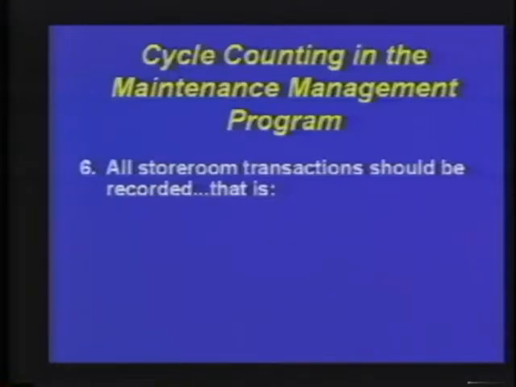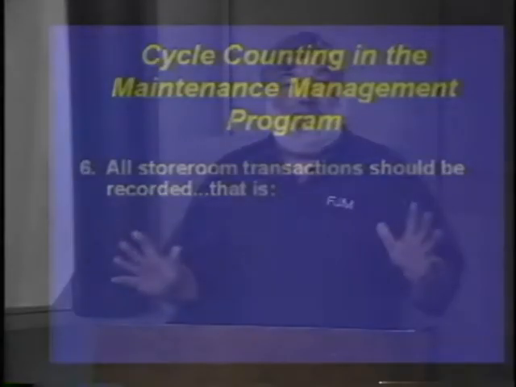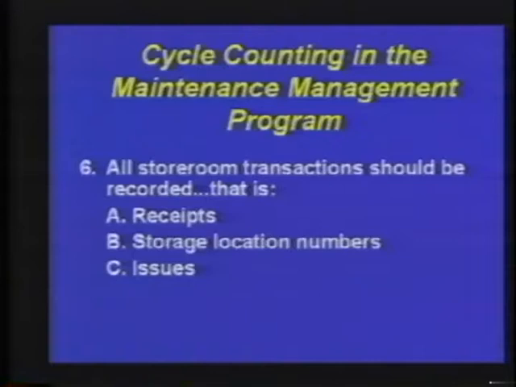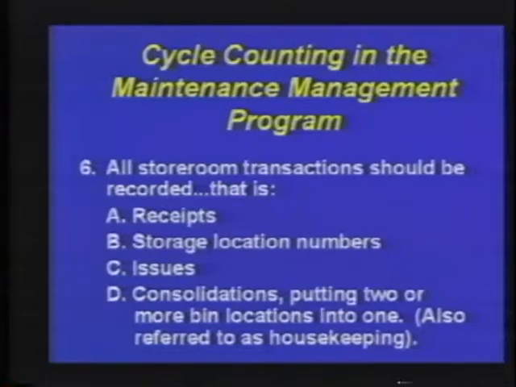Now, there are 5 transactions in a storeroom, and that's all, 5. There is a receipt. Now, in a receipt, we have receiving, receive and inspection. There is a receiving inspection activity relative to count. And you say receive an inspection. Yes, accuracy of count just like accuracy of quantity. Then there's a put away, a bin location. That's a transaction. Then we issue material. Then there's a consolidation where we may put 2 or more bin locations into one. I call that housekeeping. And the 5th transaction is cycle counting.